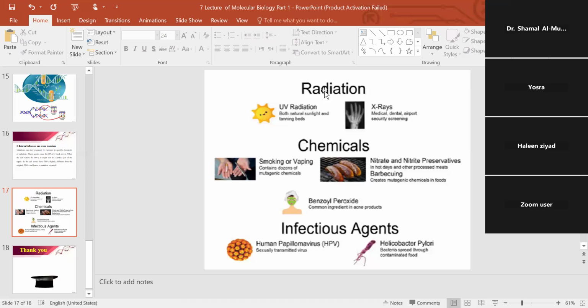Radiation also does this. With X-rays, anyone working with X-rays may be exposed to mutation, for themselves or for their next generation. UV also causes mutation. And as you know, chemicals currently in use may also cause mutations.